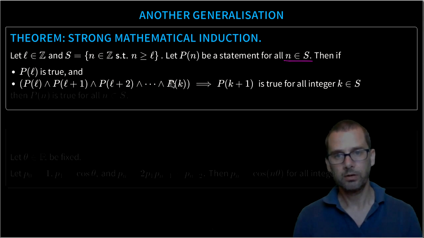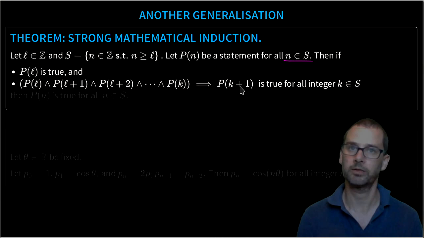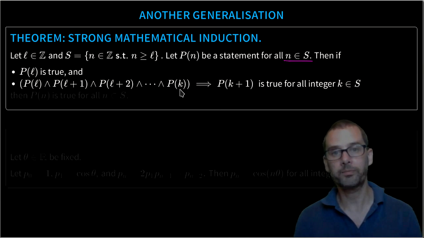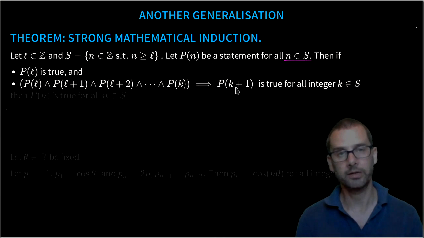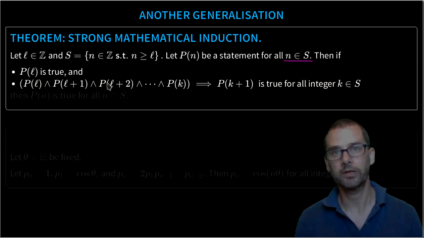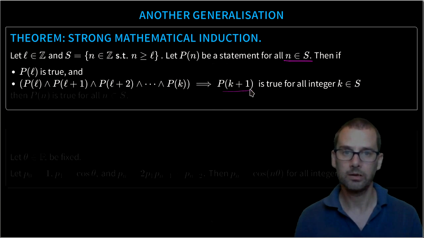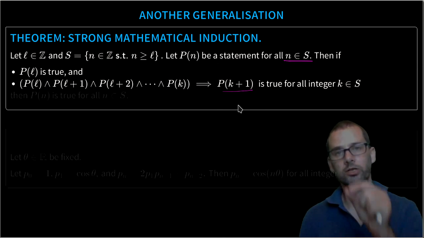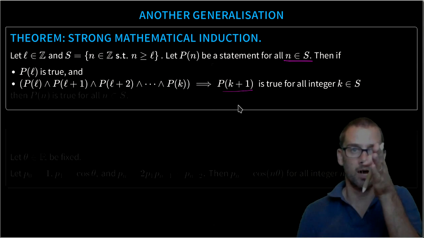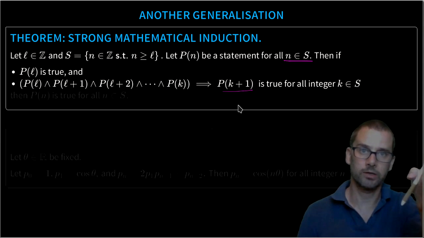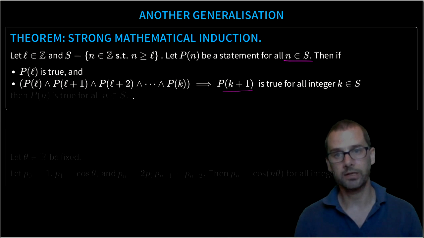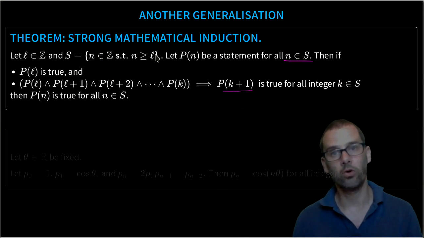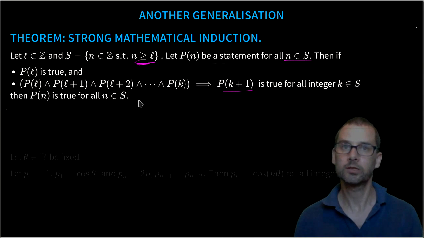For this inductive step, our hypothesis now is not just that P of K implies P of K plus 1, but rather that all the previous statements imply the next statement. So P of L, P of L plus 1, P of L plus 2, and so forth, up to P of K. That all the previous things being true imply the next one is true. Okay? So this is the difference. We don't just assume that the last one was true, we assume that everything up to here is true, and based on that, we show the next one is true. And then if we can do both of those things, the result holds for all integers bigger than or equal to L. So let's do an example of this.